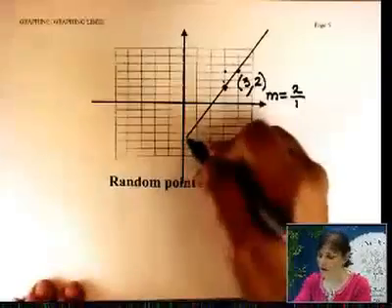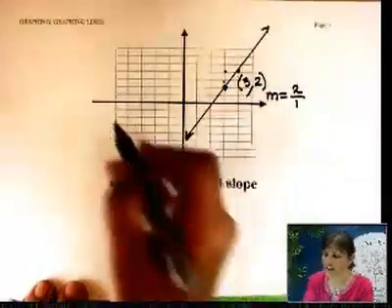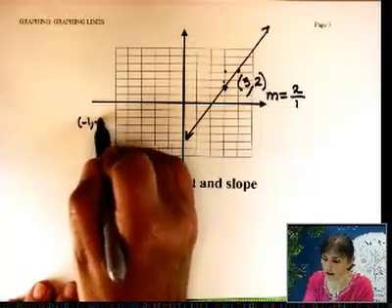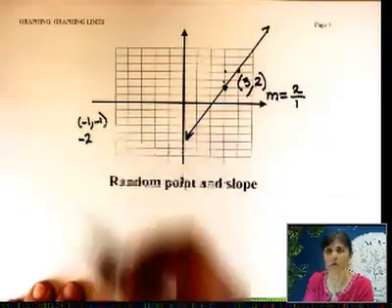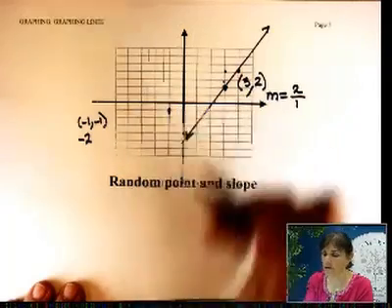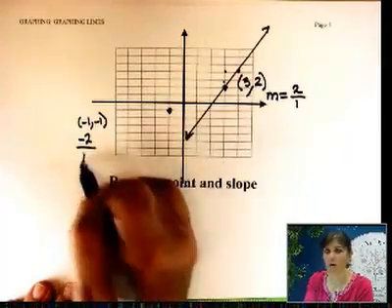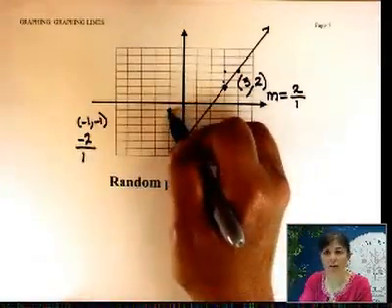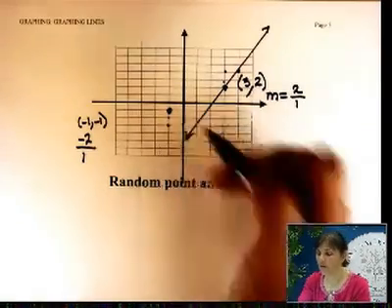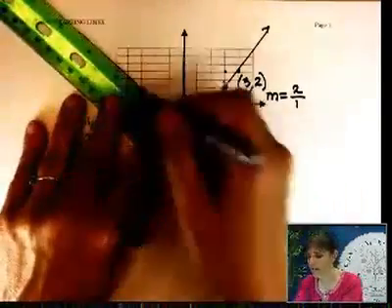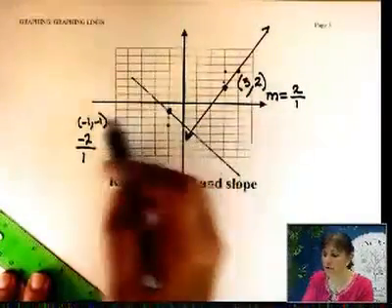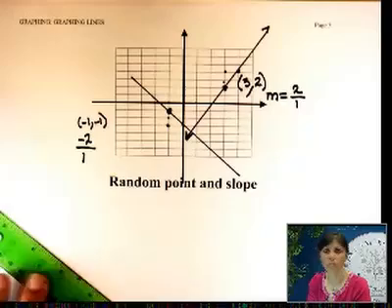Well, let's do another one. Let's say I'm looking for a line that goes through negative 1 and negative 1, and it has a slope of negative 2. Start with negative 1 and negative 1. Here you are. And slope of negative 2 over 1 means you start here, you go down 2, over 1, and draw. So this is a line that goes through that point and that has that slope.